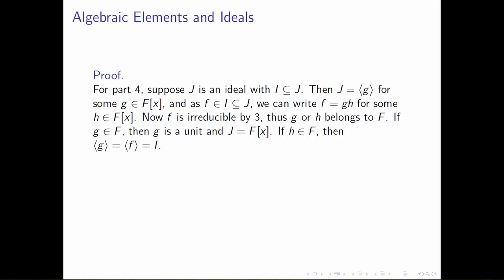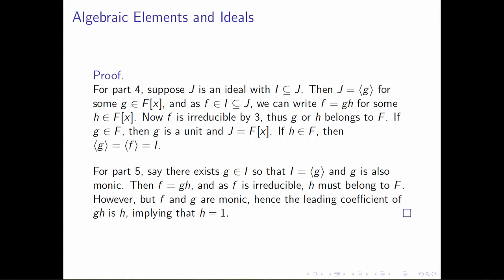In the other situation, where h happens to be the unit, so h belongs to the ground field, then we know that the polynomials f and g differ by a unit, and that means that they generate the same ideal, and the ideal that they generate is the ideal I. So this shows that the only options for ideals containing I are just I and the whole ring, and that's enough to show that this ideal is maximal.